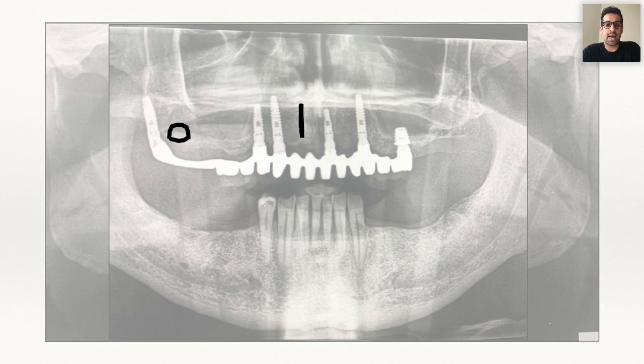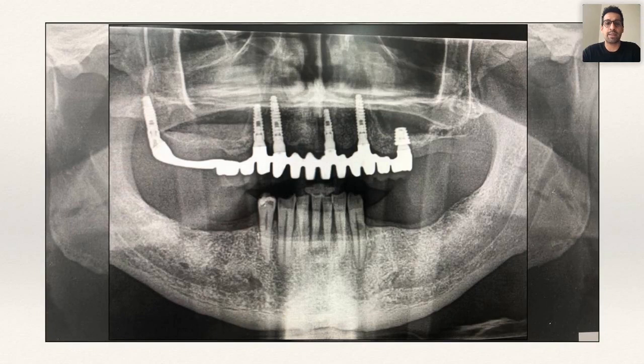And at that point, my experience level isn't where it's at today. So I just thought, oh, these have failed, and I took them out. But in hindsight, maybe if I'd left them for another 3 months, they would have integrated. I don't know. But a short time after, I got the patient back and placed a pterygoid implant here.